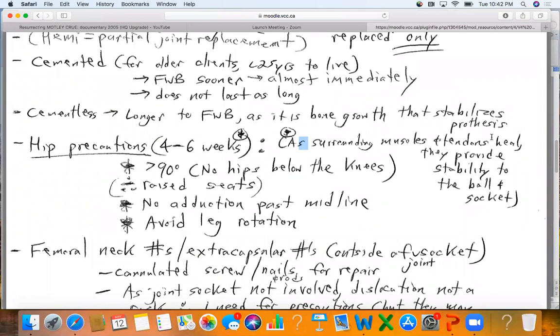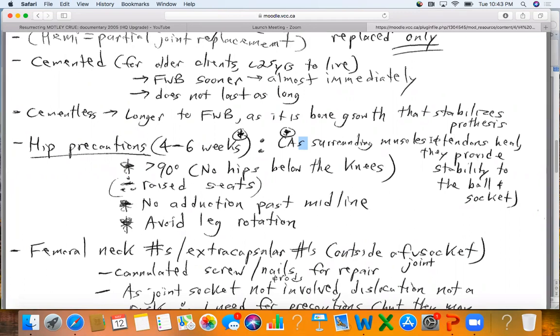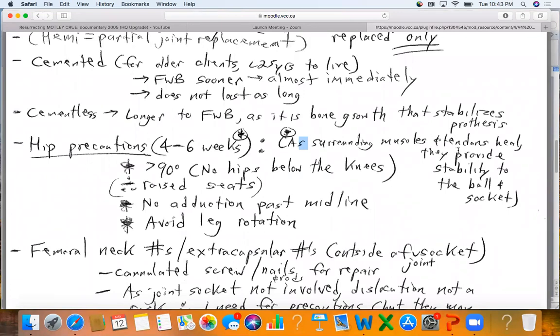Muscles and tendons need to heal, and they provide the stability to the ball and socket. So remember, these hip precautions are for the total hip replacement. We're talking about a joint that can pop apart quite easily. The ball can pop out of the socket quite easily until these muscles and tendons heal. So you want the angle of the hips greater than 90 degrees, no adduction past midline, and avoid leg rotation.